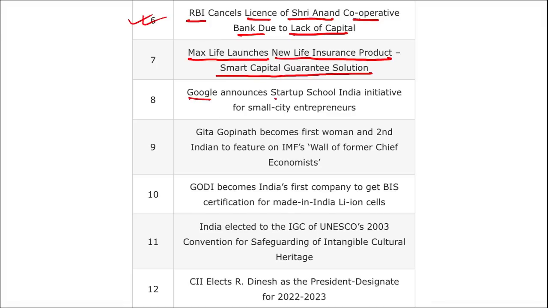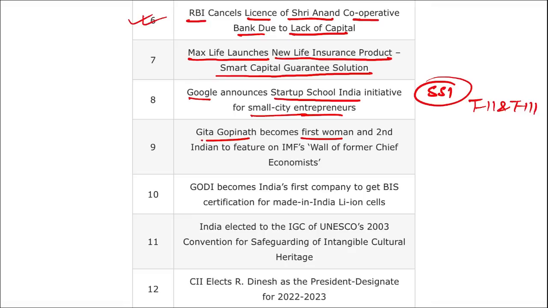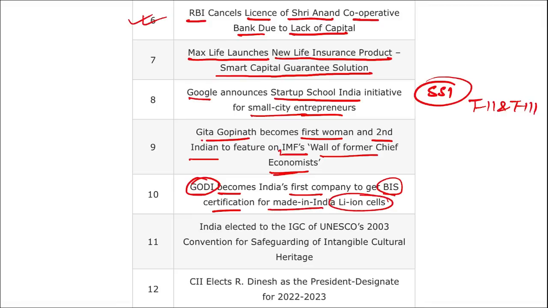Google has announced a startup school initiative, Startup School India, for small city entrepreneurs, that is for tier 2 and tier 3 cities. Gita Gopinath became the first Indian woman and second Indian to feature on the International Monetary Fund's Wall of Former Chief Economists. Godi company, a Hyderabad based company, became the first company to get the BIS certification for their made in India lithium ion cells.